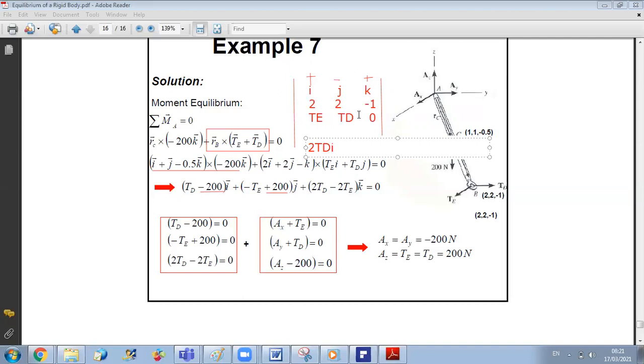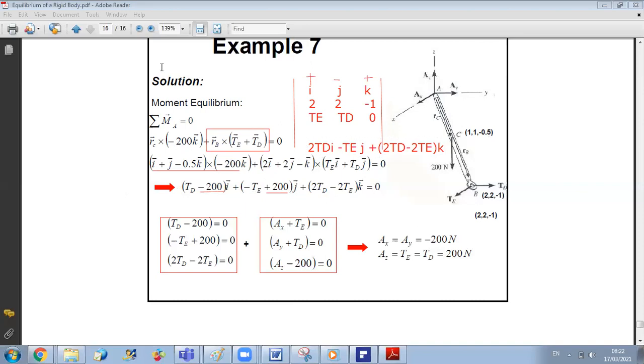Now along J, 2 times 0 plus TE, and I have minus, so minus 2 TE along J. And along K, I have 2 TD minus 2 TE, so plus 2 TD minus 2 TE along K. Okay, and now combining with the first vectorial product, which gave me minus 200i and plus 200j, I can take I components together, j components together, and k components together.